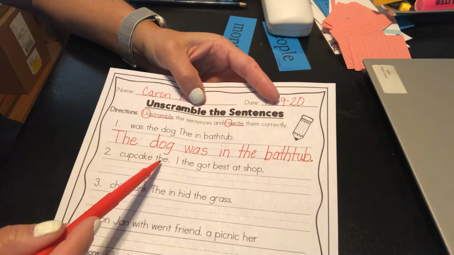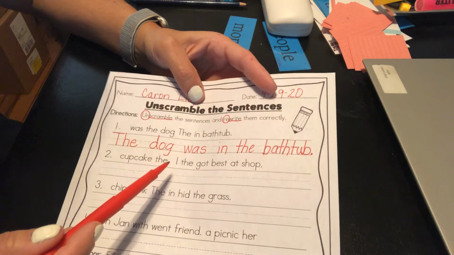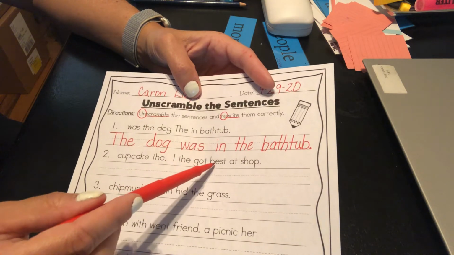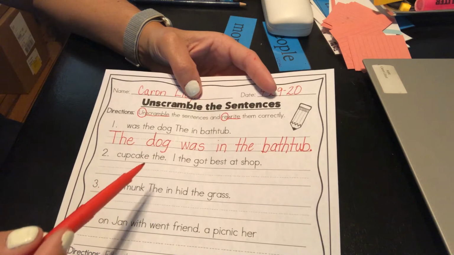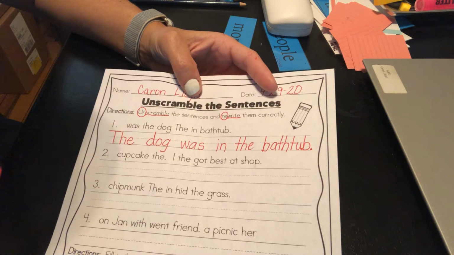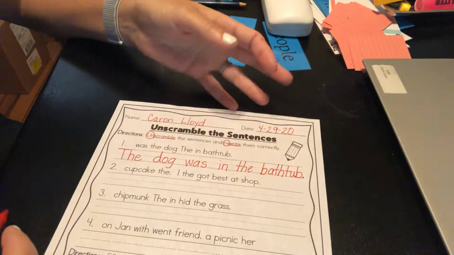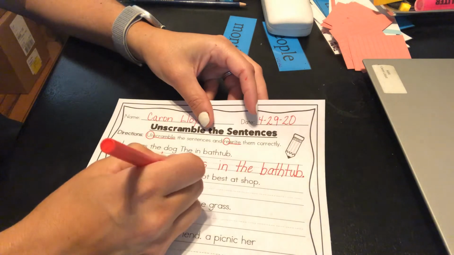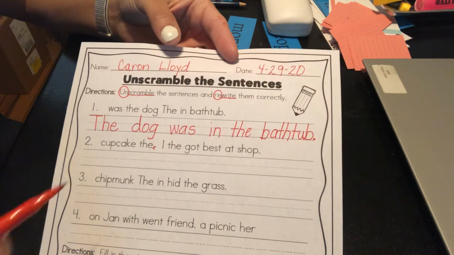Cupcake the, that's weird they put the period there. I think that's a mistake. I the got best at shop. I think that there should never be two periods in the sentence unless there's talking marks, right? If there's quotation marks, we could get away with using two periods. So I think this period is wrong. So I'm gonna put an X through it. I think that was a mistake.